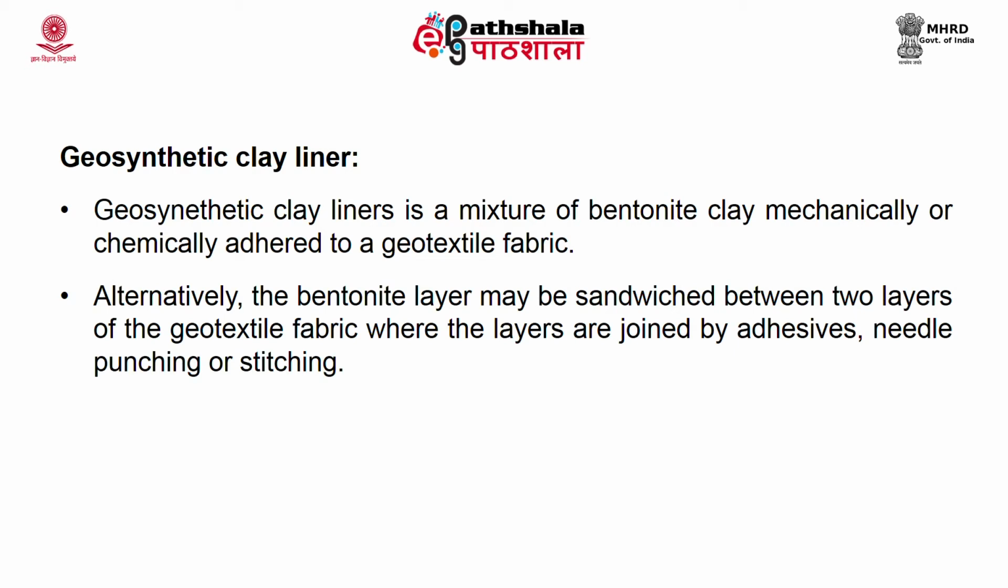In the first type, I told you it is bentonite clay which is adhered to a polymer material. In the second type, a bentonite clay can be sandwiched between two layers of geotextile. Two layers of geotextile and in between you have a bentonite clay layer. Again, this can also be used as a liner material. Now, how do you fuse the bentonite layer with geotextile? You can use adhesives, you can use the needle punching method, or some sort of stitching, so that a composite layer can be made.